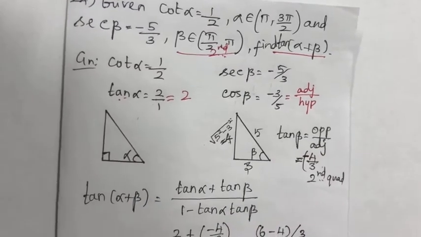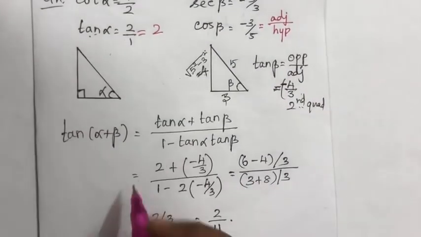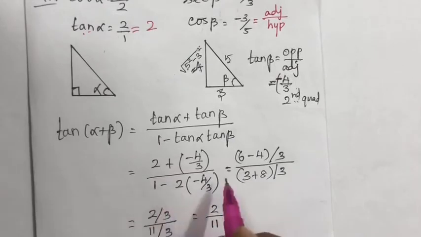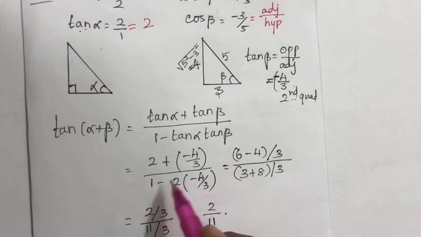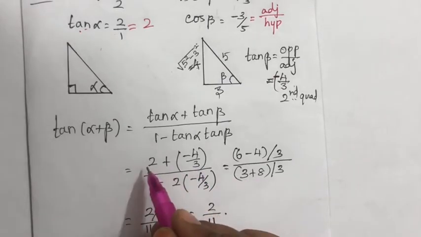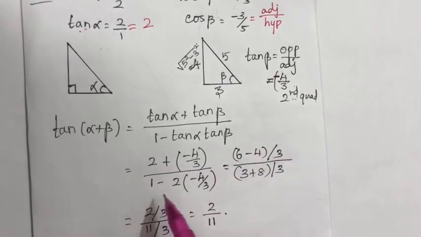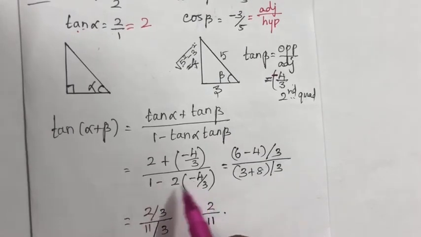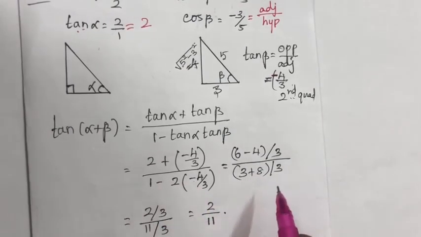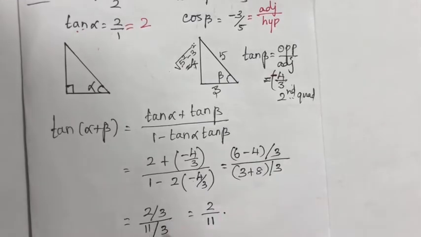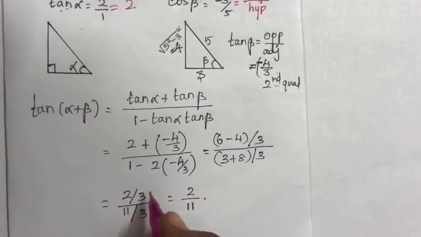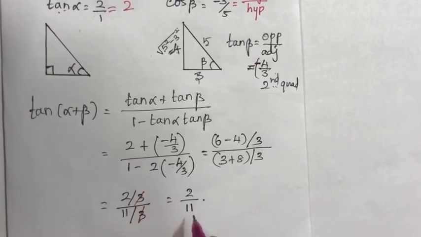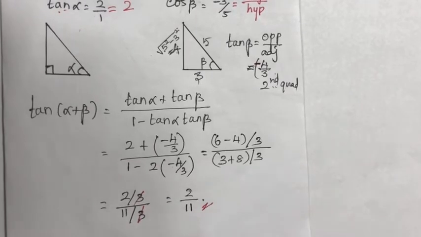Now, we can substitute it here. 2 plus (minus 4 by 3) divided by 1 minus 2 into (minus 4 by 3). So, minus and minus will become plus. Here, (6 minus 4) by 3. Here, 1 plus 8 by 3, minus into minus is plus. So, 2 by 3. For 6 minus 4 it is 2. Here, 3 plus 8 it is 11. 11 by 3. 3 and 3 will get cancelled. Answer is 2 by 11.